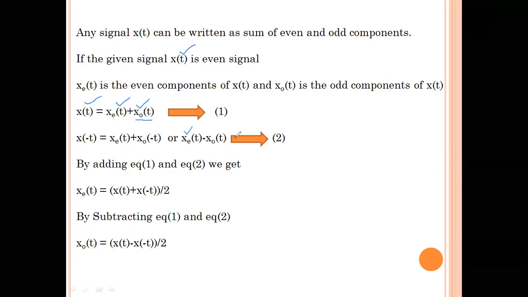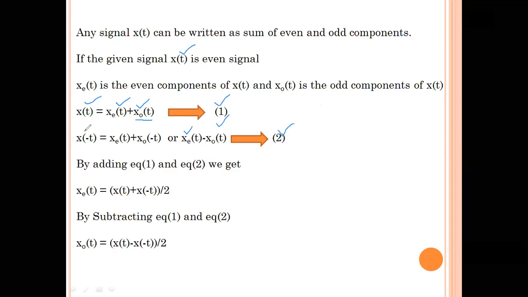You get only x e of t. Why? Because the cosinusoidal function is the best example for an even function. x of minus t is also represented with the use of even parts and odd parts. If you consider x e of minus t, you will get only x e of t, and x o of minus t becomes minus x o of t. You should remember this equation 1 and this equation 2.